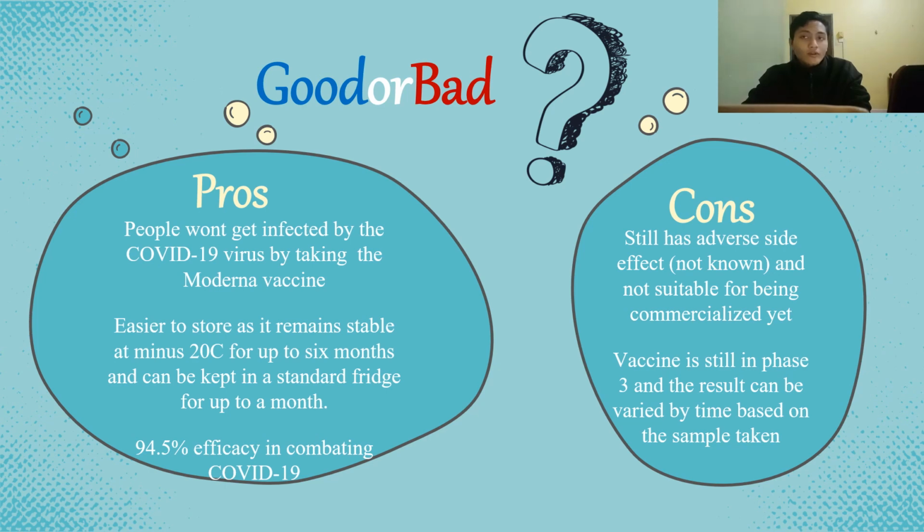And the third point is the efficacy of the Moderna vaccine in combating COVID-19 is up to 94.5%. So the consequence, the bad side of the Moderna vaccine, is that it still has adverse side effects and is not suitable for being commercialized yet. The second point is that the vaccine is still in phase 3. The result can vary based on the samples taken in the future. Maybe there are side effects that we still don't know or that have not been recognized.